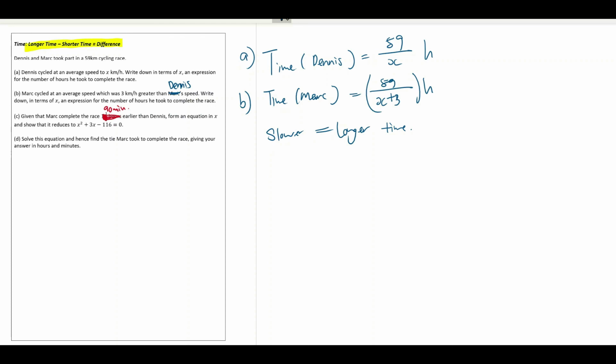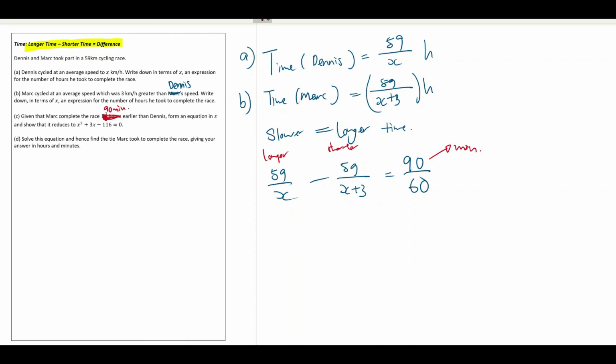The speed they will give you in kilometers per hour, the distance in kilometers, but when it comes to the difference in time, they give you minutes. This is the part that students make a lot of mistakes in. So who takes a longer time? Dennis takes a longer time, which is 59 over x, minus 59 over x plus 3. This is longer time minus shorter time equals the difference in timing. What is the difference in timing? It is 90 minutes. But when you put 90, you have to put 90 over 60 because 90 is in minutes. Unless they originally gave you 1.5 hours, then you should write 1.5 on the right side.